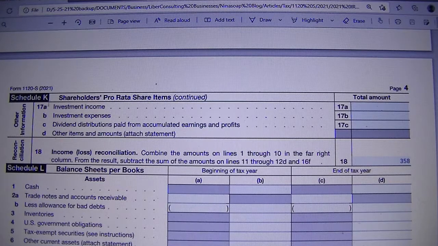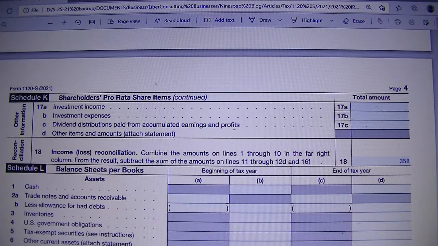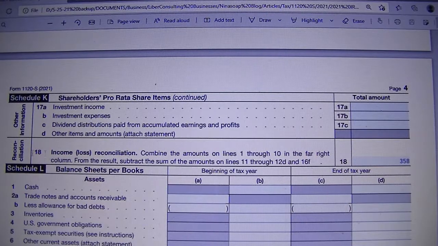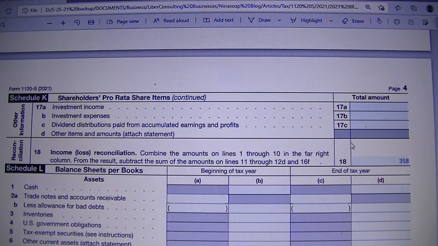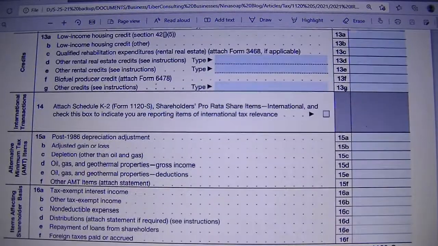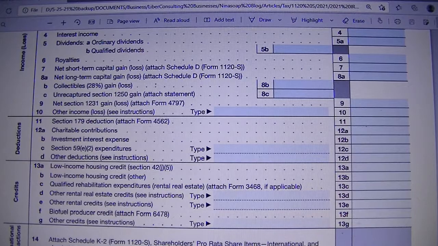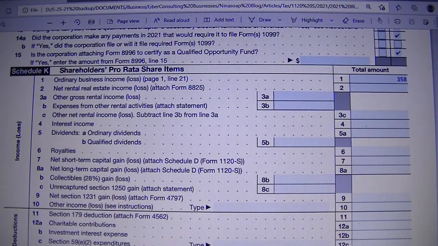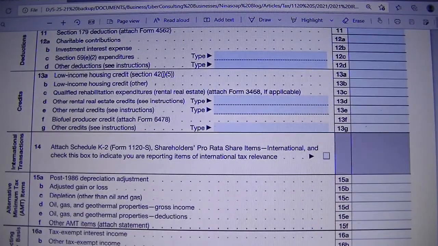So Schedule K, 7 other information, you have investment income, investment expenses, dividend distribution from accumulated earnings and profit, and other items and amount. And reconciliation. So line 18 is income or loss reconciliation. Pretty much you will combine line 1 through 10 and you will subtract line 11, 12D and 16F. So line 1 through 10, you total them and you'll take 12D and 16F.